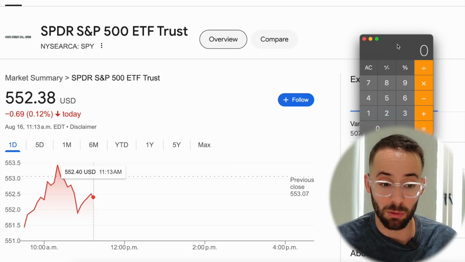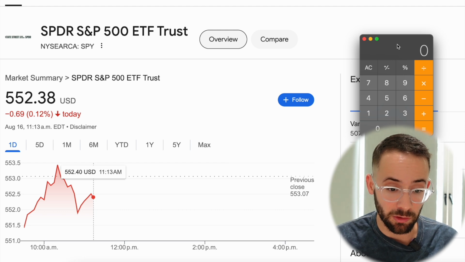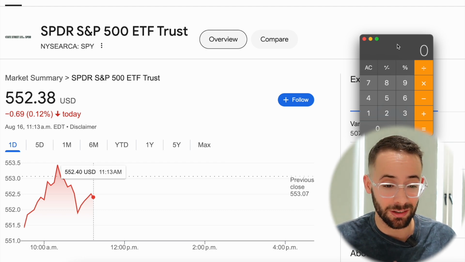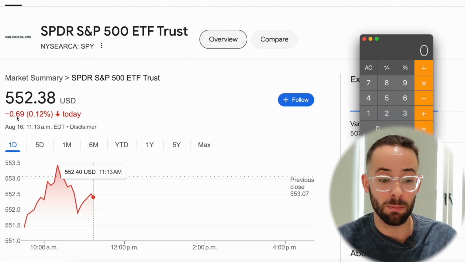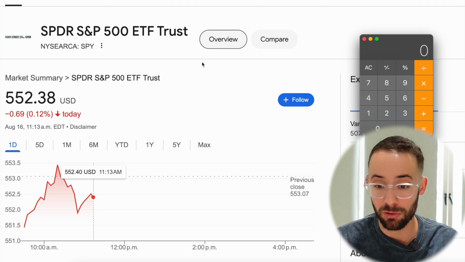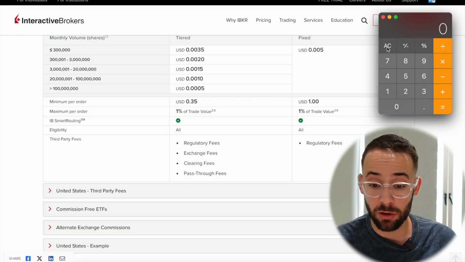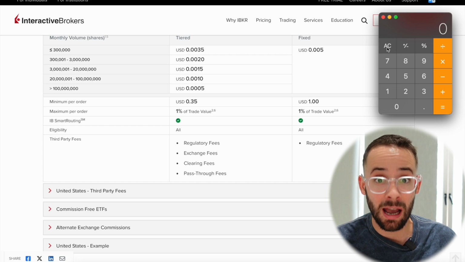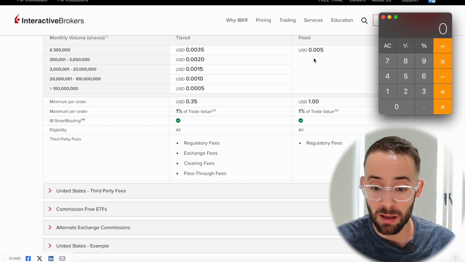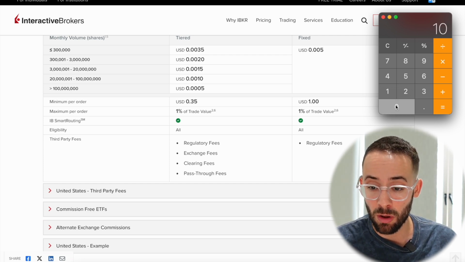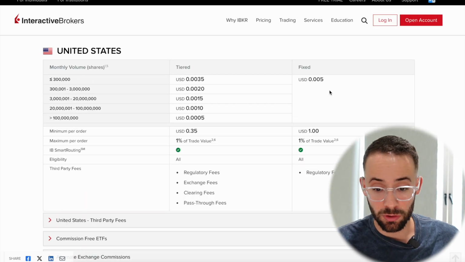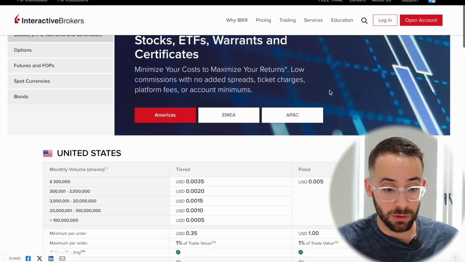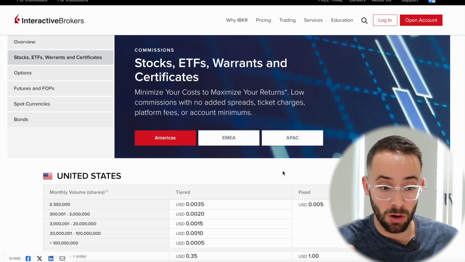But just to give you another example of how these fees are definitely going to be pretty reasonable, let's look at one of the biggest ETFs in the US, which is the S&P 500 SPY ETF. Currently it's trading for about $552 per share. Now, if you were buying, say, 1,000 shares of the SPY ETF, that would be over $500,000 worth of the stock that you're buying. But the cost to actually place that trade would be 1,000 times 0.005, which works out to be $5. So those are the costs for the US markets, and there are different fees for each country, which you can check out by looking on the website here.